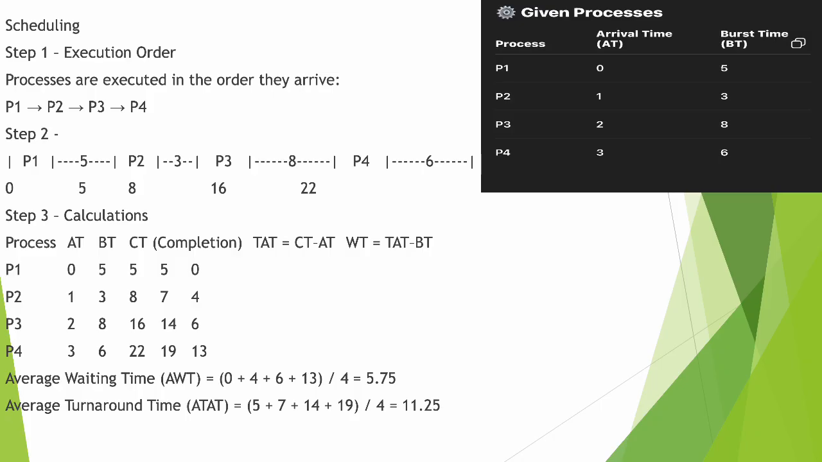Looking at the calculation table, we can determine the completion time, turnaround time, and waiting time for each process. By summing the waiting times and dividing by 4, we get an average waiting time of 5.75 milliseconds. Similarly, the average turnaround time comes out to be 11.25 milliseconds.